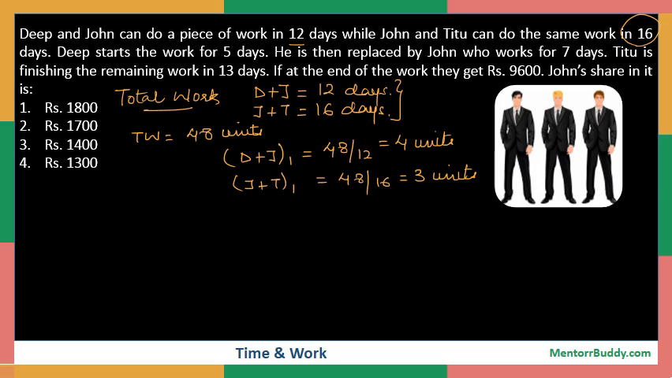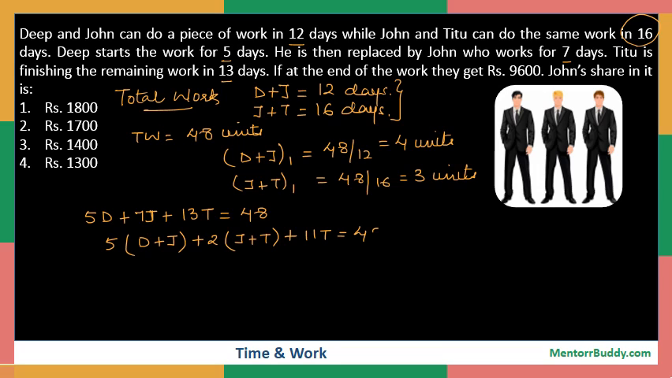Now apart from this, in the question it is given that Deep starts the work for 5 days, is then replaced by John who works for 7 days, and then T2 finishes the remaining work in 13 days. So Deep is working for 5 days, then John for 7 days, and then T2 for 13 days to finish the work. And how much was the work? 48 units. Let me quickly rearrange these values. If I take 5 common out of Deep and John, I'll be left with 2 times John plus T2, and plus 11 times T2 will be equal to 48.